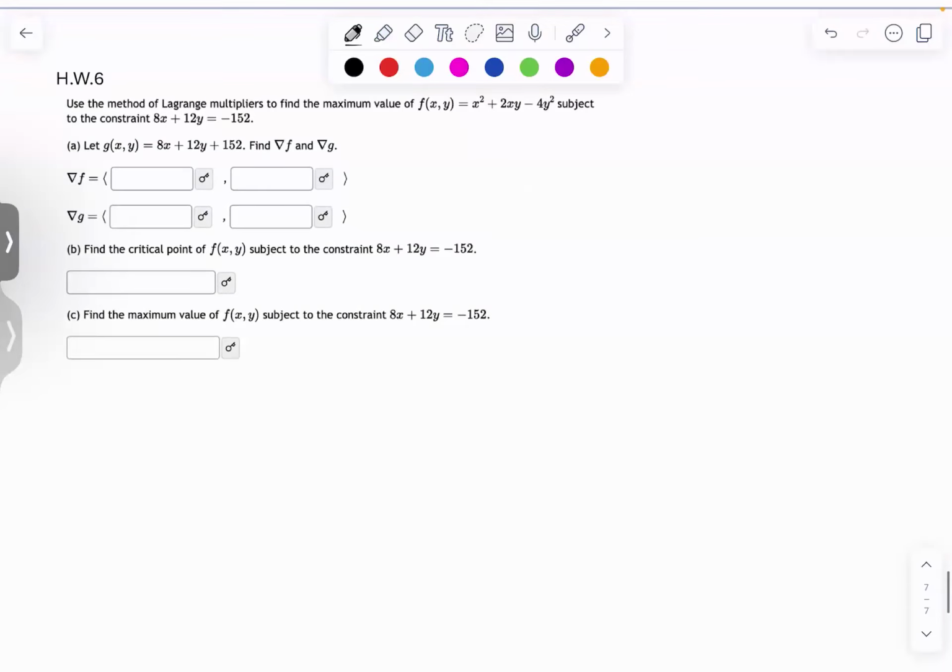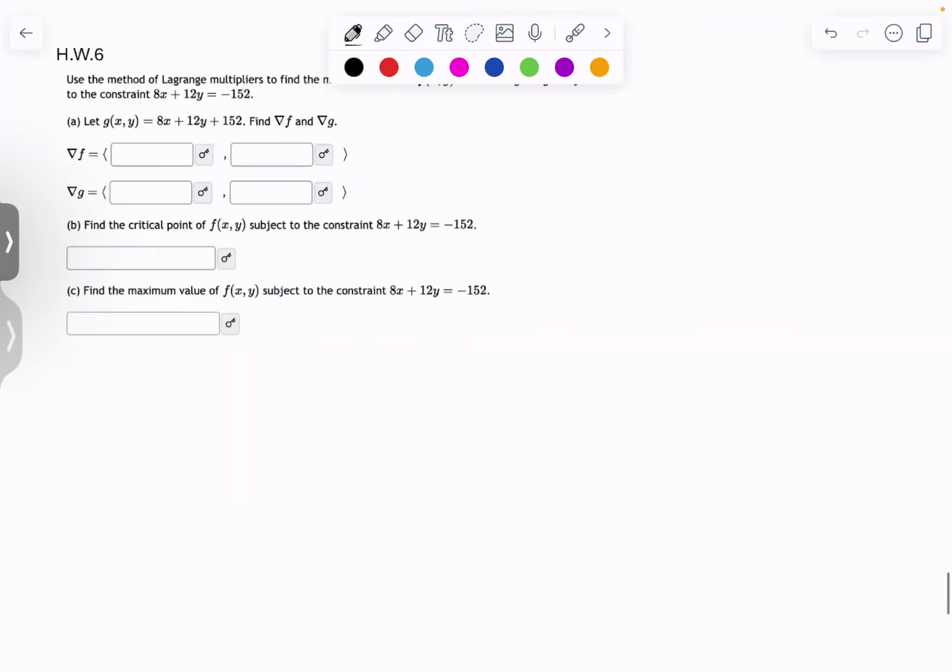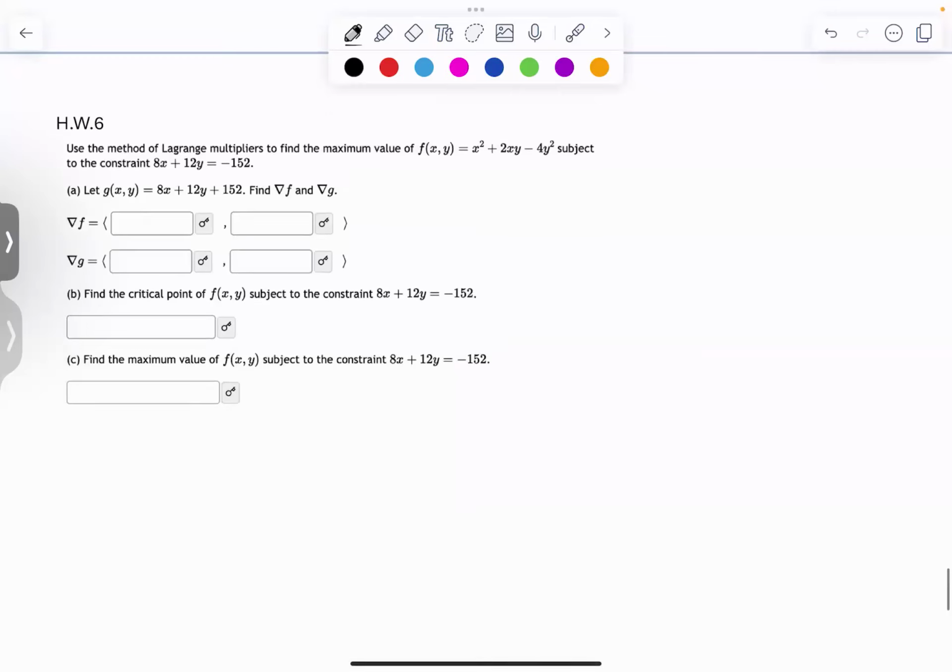And that brings us to our Lagrange multipliers. I would like to use a separate sheet of paper for this one. I probably could make it fit. You know what, I'm going to try to make it fit. So let's do part A. First of all, let's write out what we have.